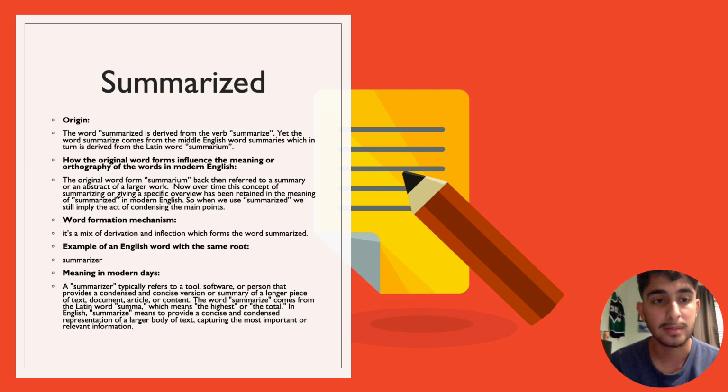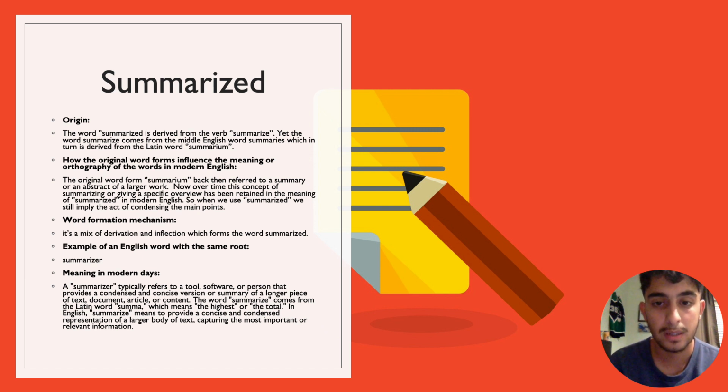And the word formation mechanism is a mix of derivation and inflection. For the derivation, it's derived from the Latin word summarium, and the verb summarize is formed by adding the suffix ize to summary. And for the inflection, the past tense of summarize is created by adding the inflection ending ed to the verb summarize.